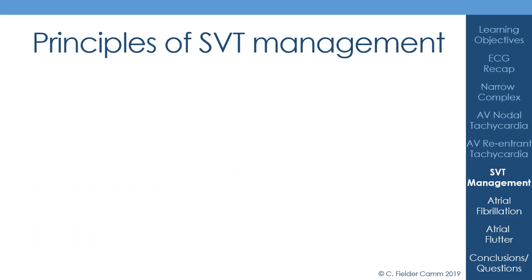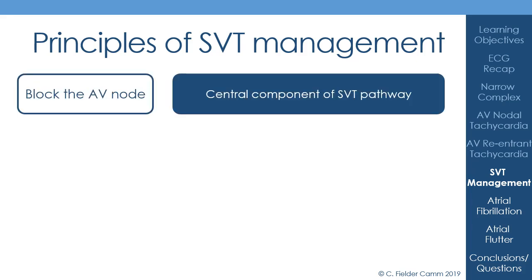So you've decided this is an SVT, so you've got a narrow complex tachyarrhythmia in a relatively stable patient. So in terms of the principles, the key thing is you've got to block the AV node. I've said several times now that that's the central component of the AVRT, AVNRT pathway. And if you block the AV node, you can break that circuit in either of those arrhythmias, allowing the patient to revert to sinus rhythm.